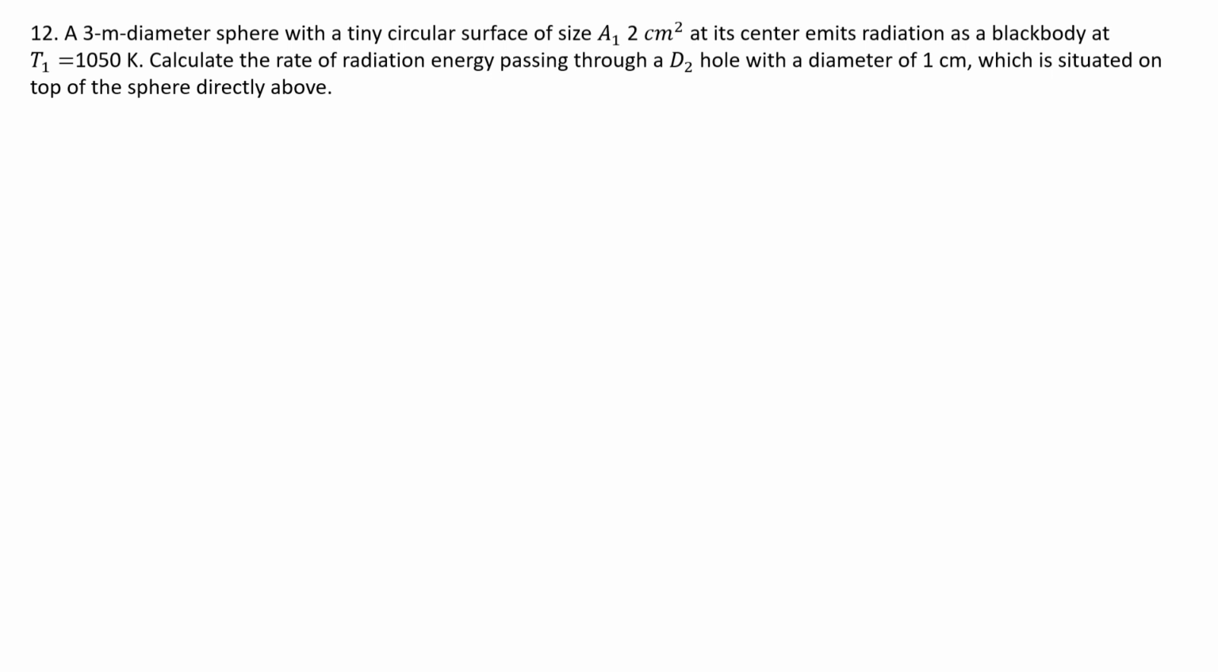Let's assume that the surface A1 emits diffusely as a black body. Both A1 and A2 can be approximated as differential surfaces since both are very small compared to the square of the distance between them. Given, we have A1 is equal to 2 centimeters squared, D2 is equal to 1 centimeter, D1 is equal to 3 meters, T1 is equal to 1050 Kelvin.